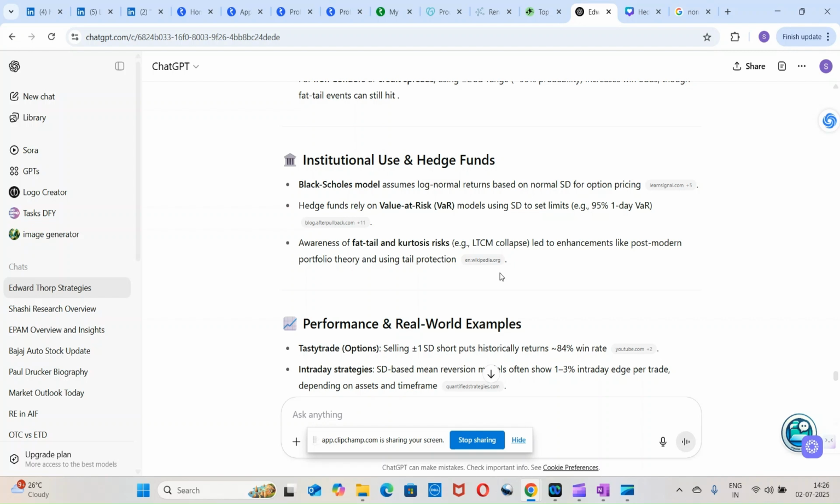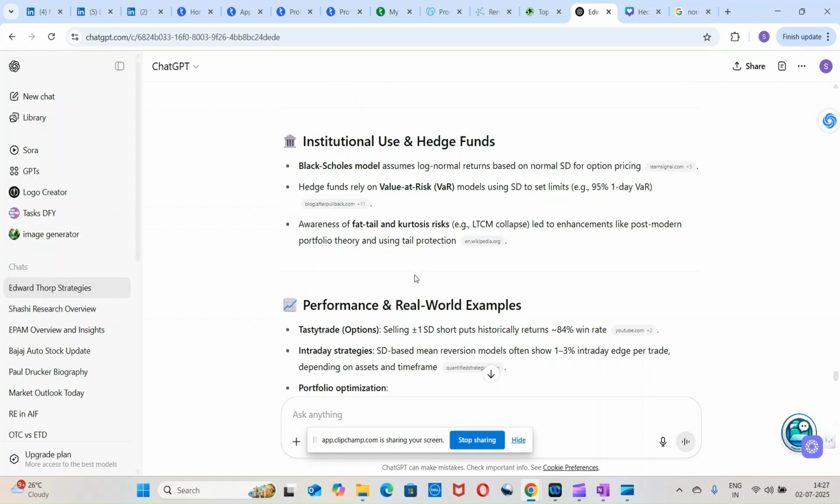Such events have led to enhancements like modern and postmodern portfolio theory and using tail protection. So you need to have tail protection when such events happen. Risk management should be intact, and you need to cut positions quickly.